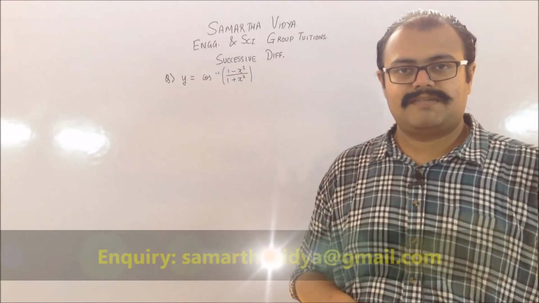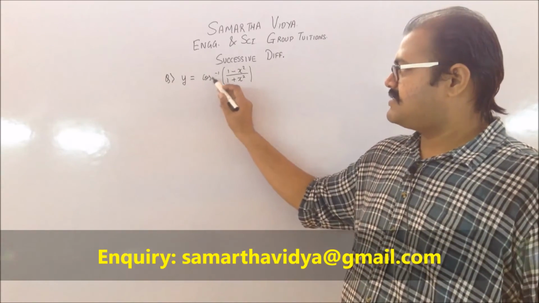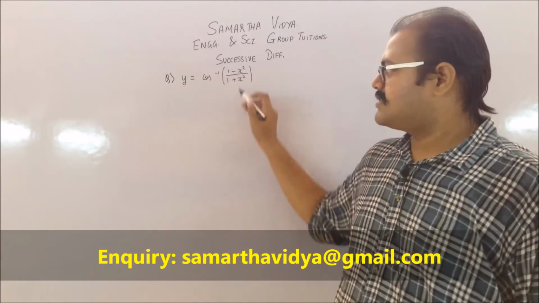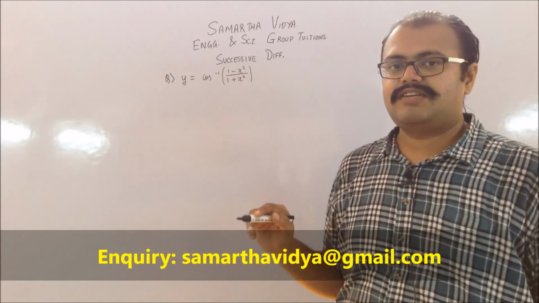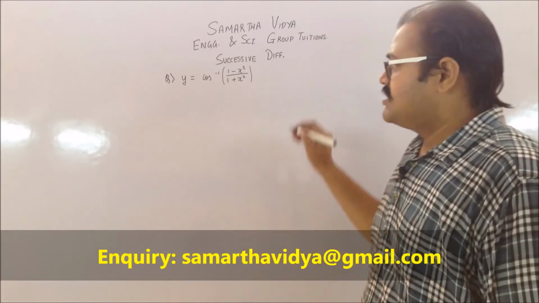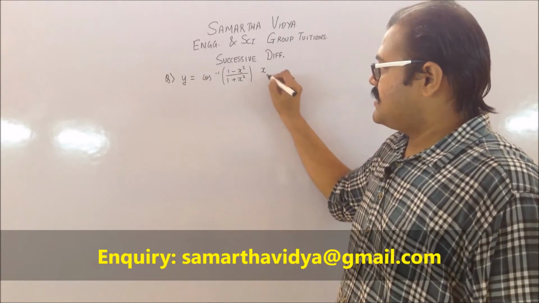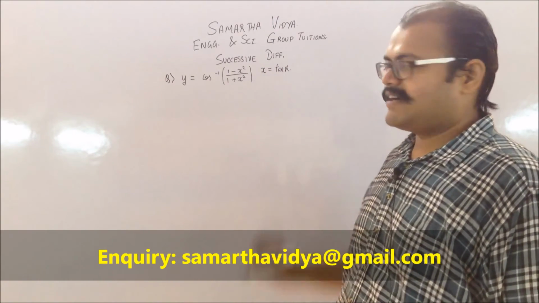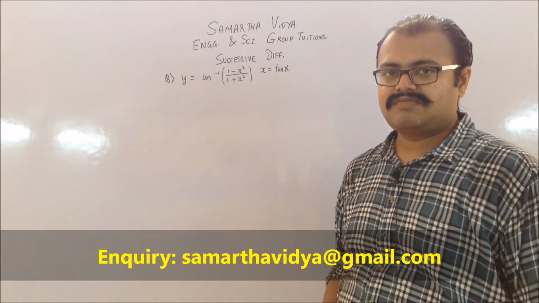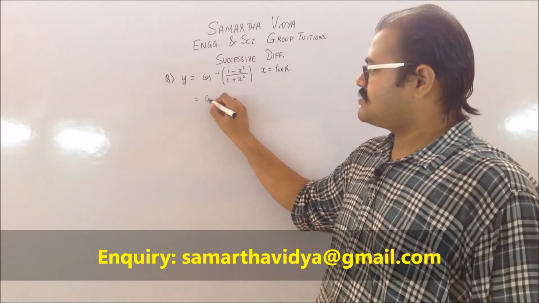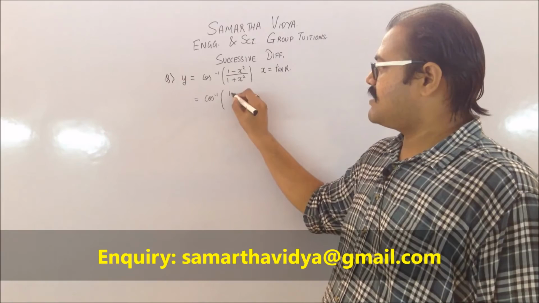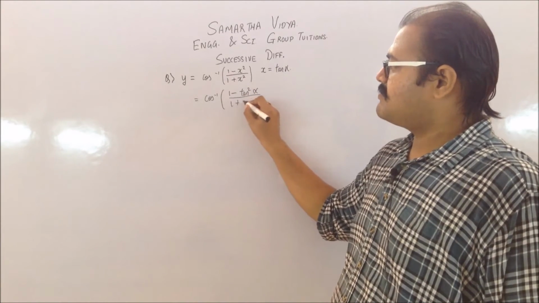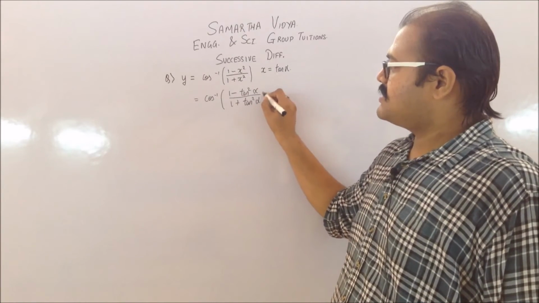So coming to this particular problem, you have y is equal to cos inverse of this particular thing. So again you need to find a cos term inside this, and you need to do some substitution. In this case you can recollect your 12th standard. So x is equal to tan alpha will be the appropriate substitution. Taking that substitution, you need to just solve it. So it's going to be cos inverse of 1 minus tan square alpha upon 1 plus tan square alpha.